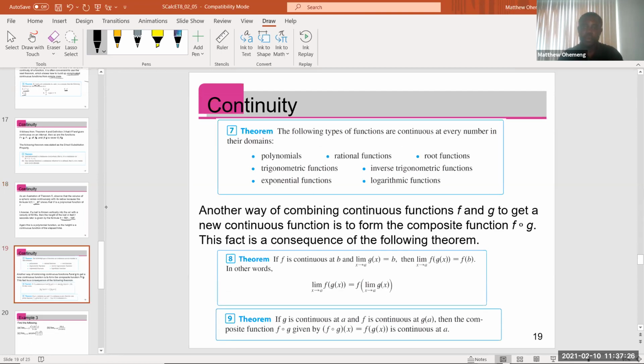Now, this was the group of functions that I was talking about. As long as the value of the x point is in the domain of such a function, then the function will be continuous at that point. So you see polynomials, trigonometric functions, exponential functions, rational functions, root functions, inverse trigonometric functions, and logarithms. As long as the number is in the domain, then the function is continuous. So essentially, just plug in and you get your answer, right?